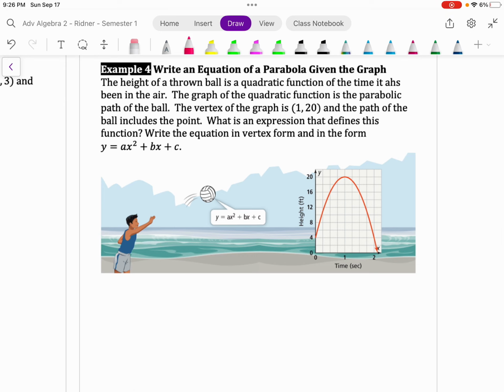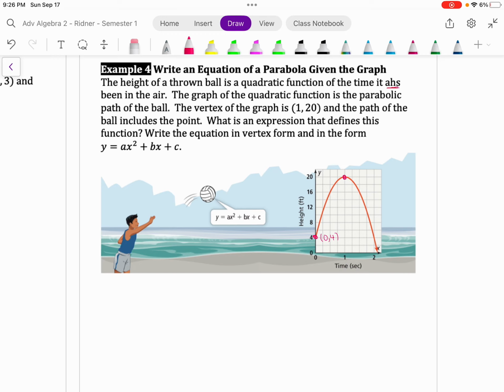It says write an equation for height. So the height of a thrown ball is a quadratic function of the time it has been in the air. Oh, there's a typo there. I'll try to fix that before I print your notes. The graph of the quadratic function is the parabolic path of the ball, and the vertex is at (1, 20). And the path of the ball includes the point (0, 4). I did fix that one in your notes, but here we are. What is an expression that defines the function?